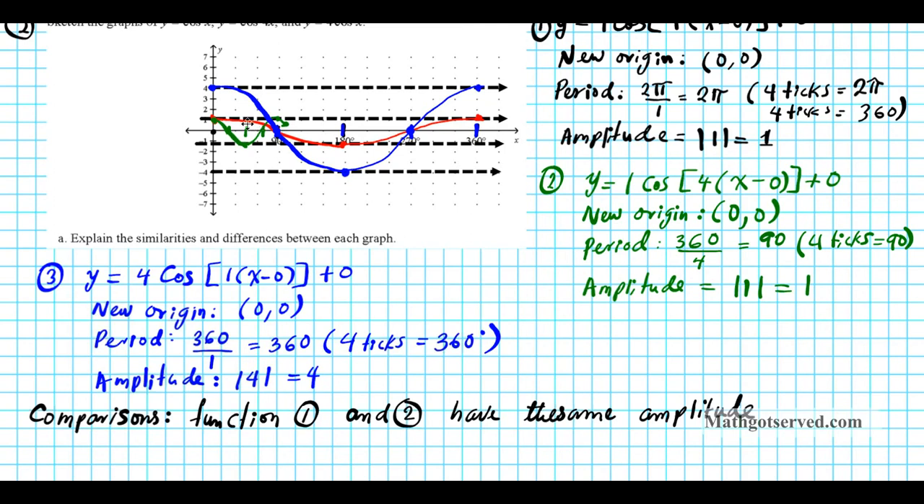What about functions 1 and 3? They have the same period, right? Another similarity, functions 1 and 3 have the same period.